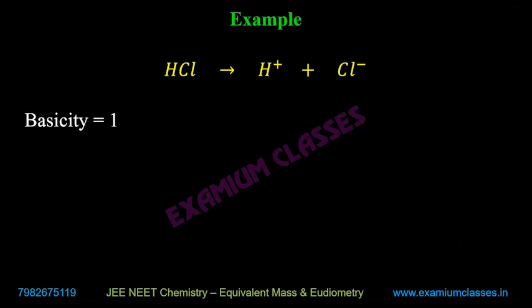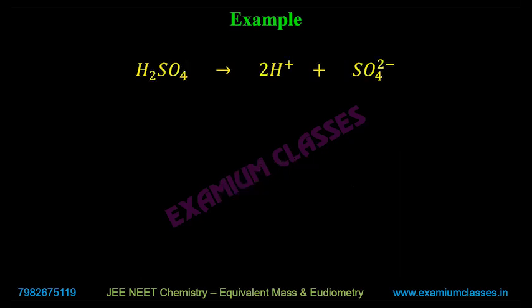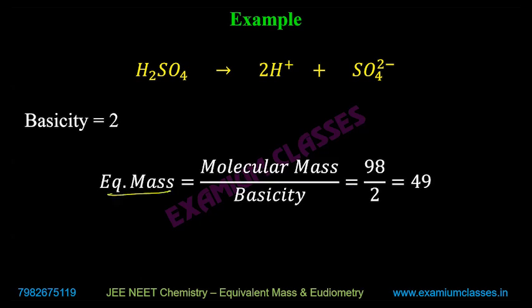Here HCl gives H plus and Cl minus, basicity 1. So the equivalent mass of HCl will be its molecular mass divided by basicity, that is 36.5, the molecular mass of HCl, divided by 1. So equivalent mass and molar mass are the same in this case. But if I am talking about H2SO4, its basicity is 2. So in this particular reaction, equivalent mass is molecular mass divided by basicity, 98 divided by 2, that is 49. So you can get equivalent mass based on how many hydrogen ions it is releasing.